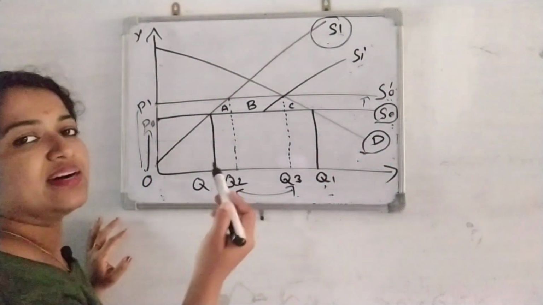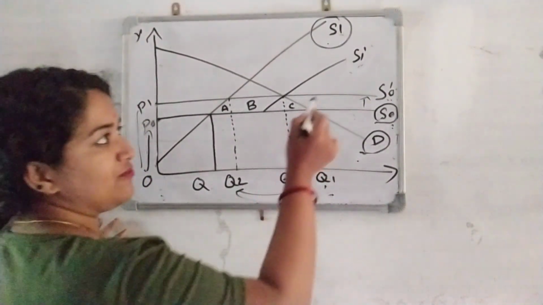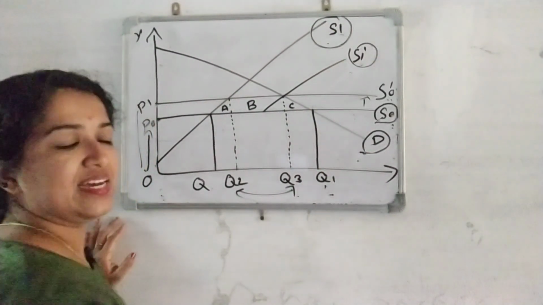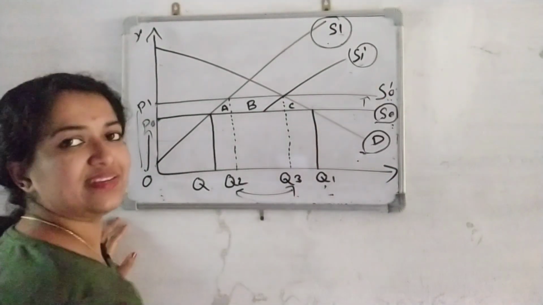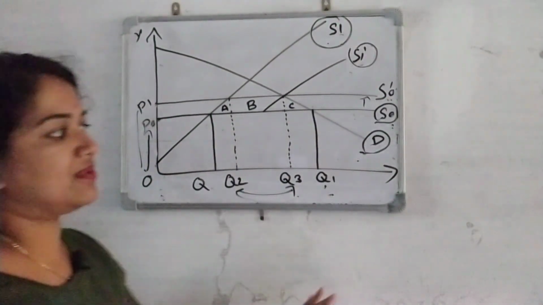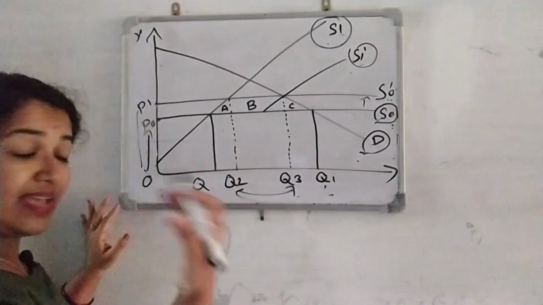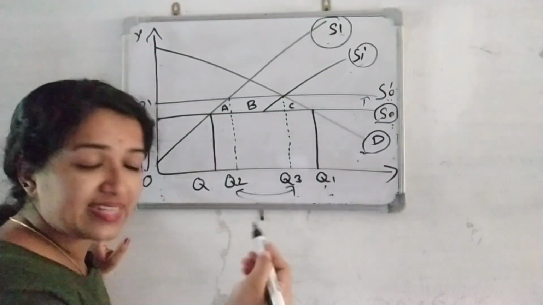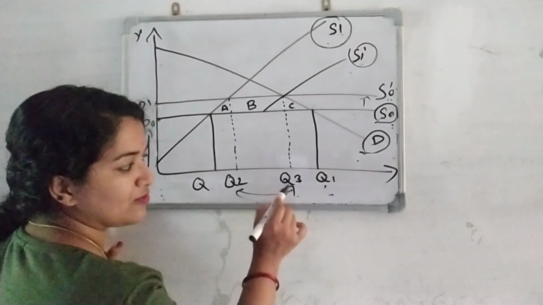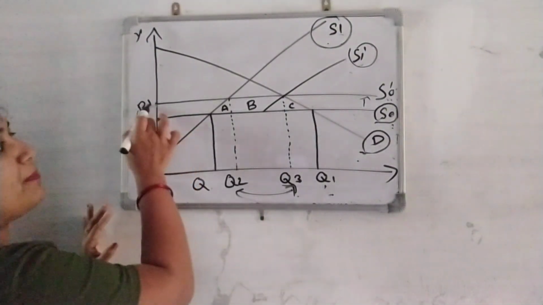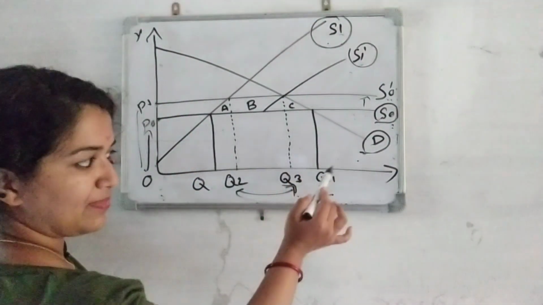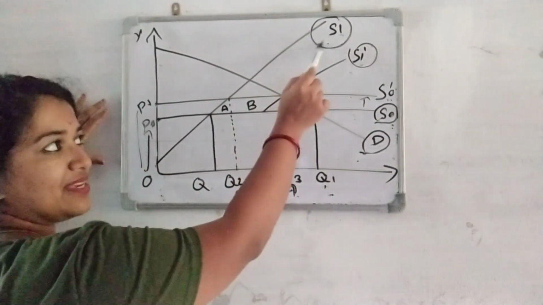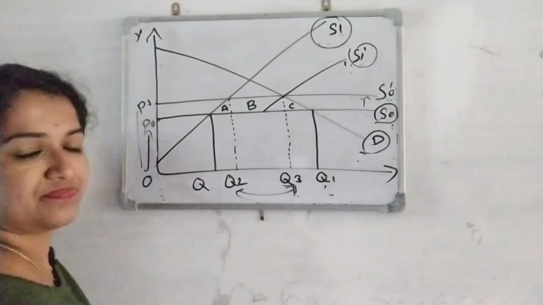And the domestic supply curve shifts to S1 dash. This happens because the importing and exporting countries enter into a voluntary trade agreement about the quantity of imports of Q2, Q3 at the price OP1, so the world supply increases to S01, and the domestic supply curve shifts to S1 dash.